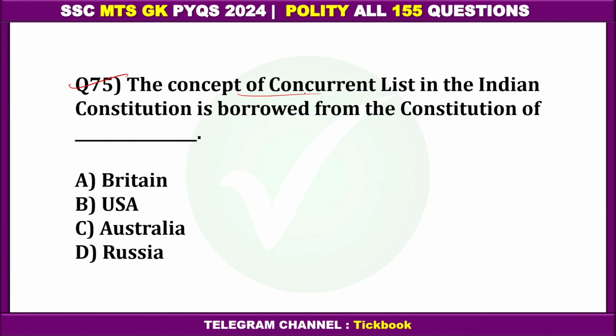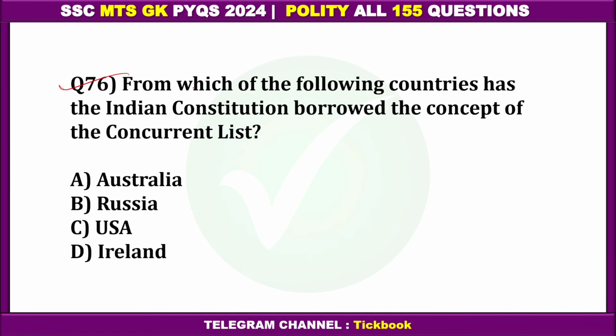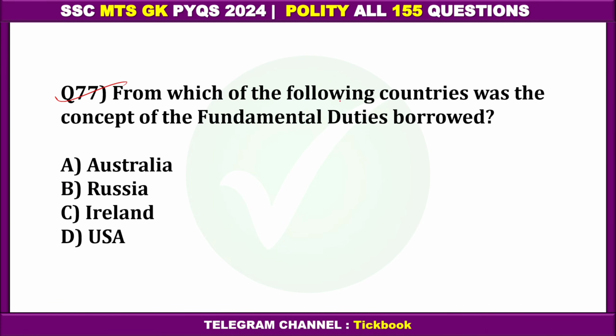75. The concept of concurrent list in the Indian Constitution is borrowed from the Constitution of, easy question. Option number C is the correct answer, Australia. 76. From which of the following countries has the Indian Constitution borrowed the concept of concurrent list? It's a repeated question. Number A, Australia. 77. From which of the following countries was the concept of fundamental duties borrowed?